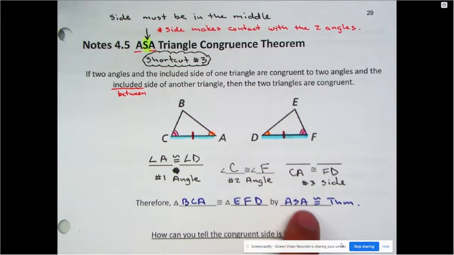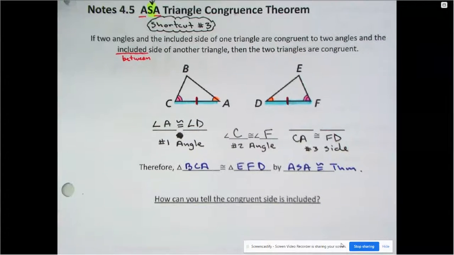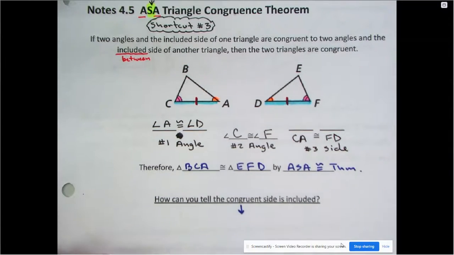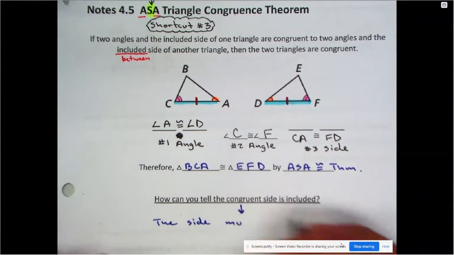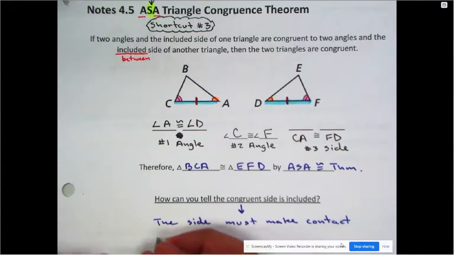Remember, we have 3 shortcuts to look at. This is the one that worked for this picture. And again, look at the question that's right below. It says, how can you tell the congruent side is actually included? Well, remember what we just said. The side must make contact with the two marked angles.